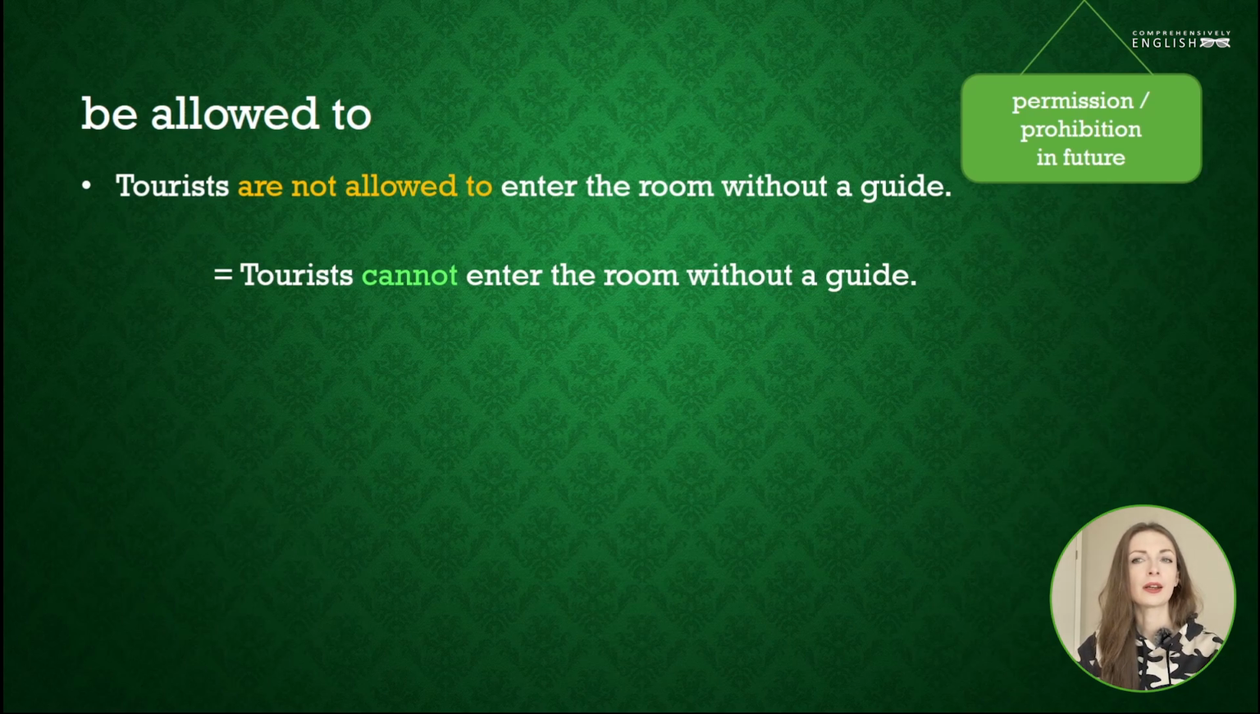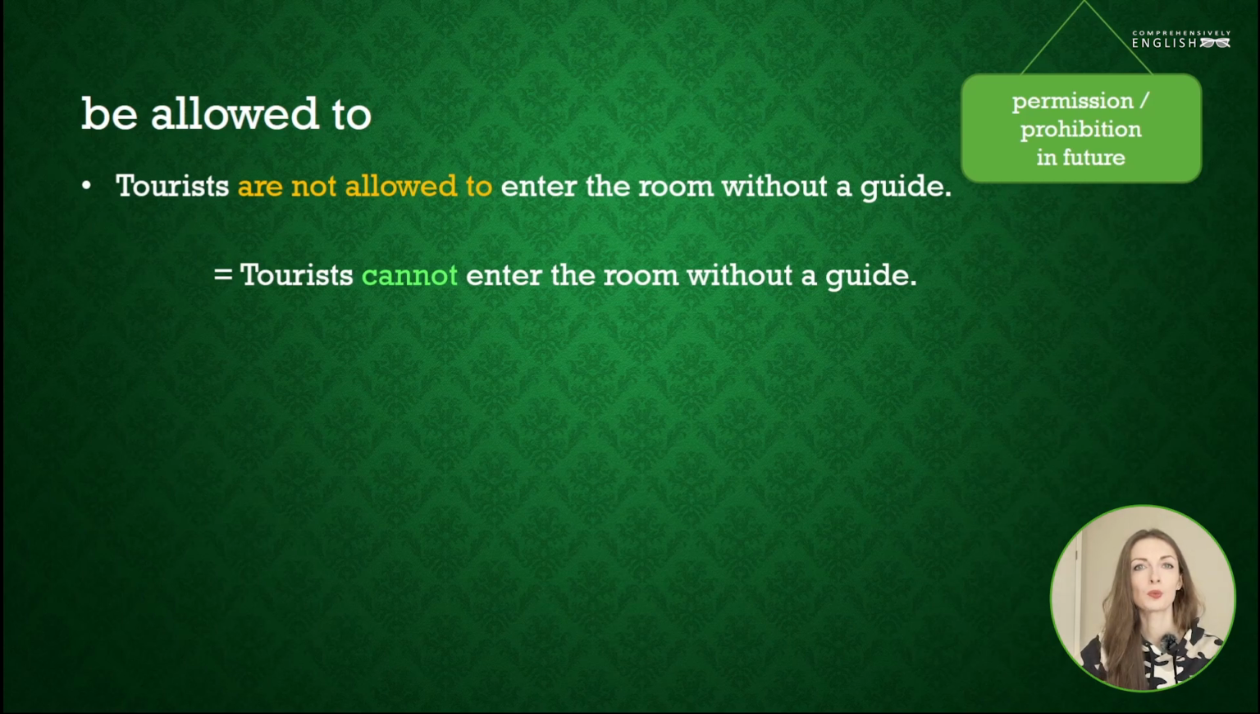You are not allowed to do something is a very formal sentence, while you cannot do something is an informal one. You can inform your friend about a rule with the help of cannot, while you would write a rule at the entrance using are not allowed to. This first sentence sounds much more formal.